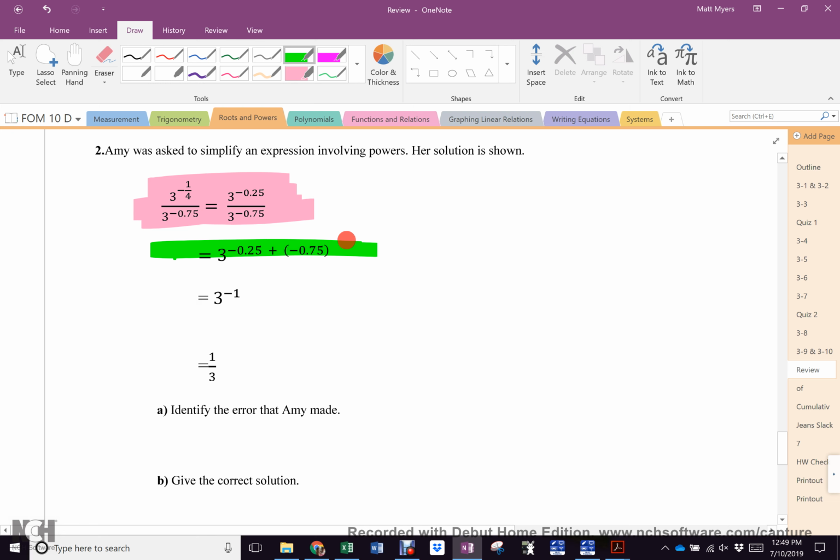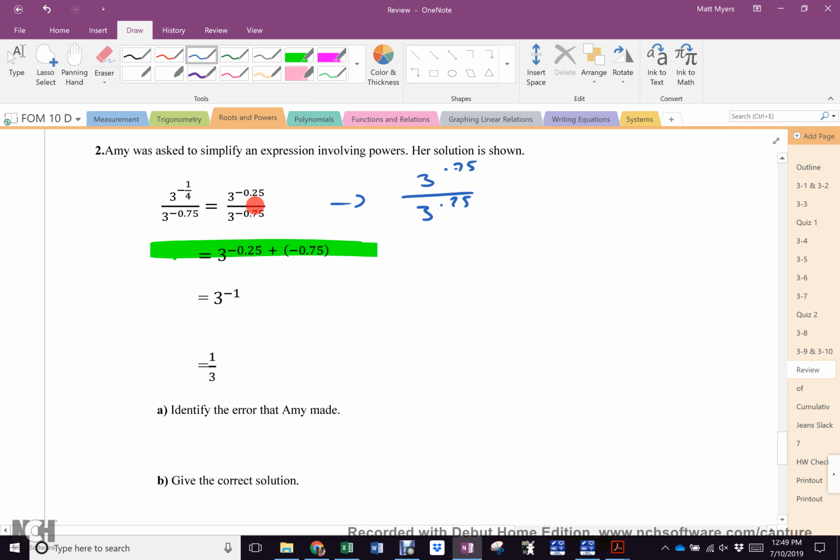Or what about the green line? Is that okay? No, of course not. Why not? What should she have done here? She could have reciprocated them. She could have made this 3 to the 0.75 over 3 to the 0.25. She could have done that, but she chose not to. She chose to leave it like it is, and she chose to just apply the exponent law.